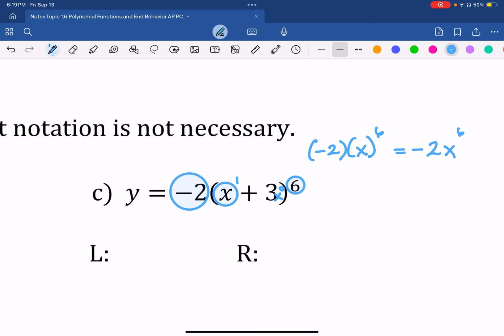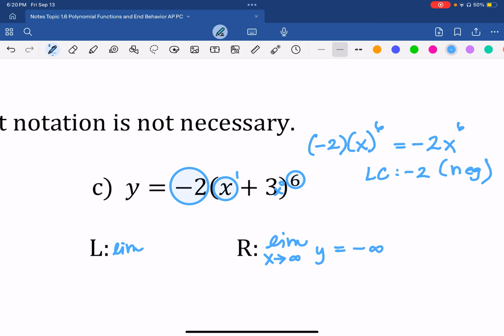Okay? So when you have the leading term, I have the leading coefficient is -2, which means that the right side is going to be going down. So the limit as x approaches positive infinity, y equals negative infinity. And for the left side, we'll say the limit as x approaches negative infinity, y, so let's look at the degree now. The degree was 6, which is an even number. That means that the left side also has to go down to negative infinity.